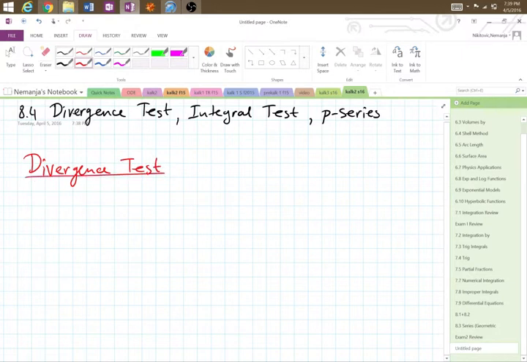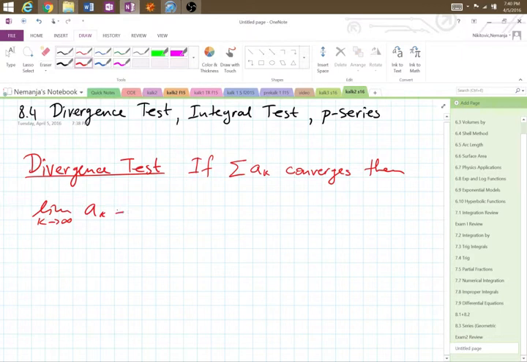Yes, you're learning, I hope. So we have: if the series of a_k converges, then the limit of k goes to infinity of a_k is equal to 0. Otherwise, series a_k diverges.